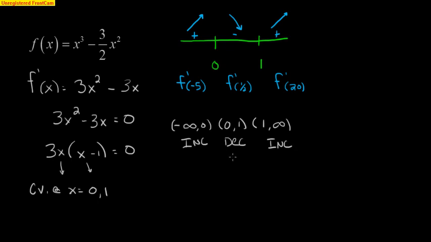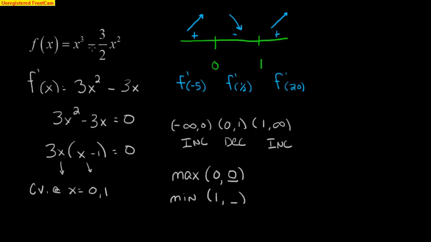Okay, so then to finish this up, we are going to use our critical values. We know that we're going from increasing to decreasing at 0, so we're going to have a max at 0 comma something, and we need to take that 0 and go back to the original function, and by plugging in 0, we're going to have (0, 0). And we know that on our number line here, we go from decreasing to increasing, so that's going to be a minimum happening at 1 comma something.